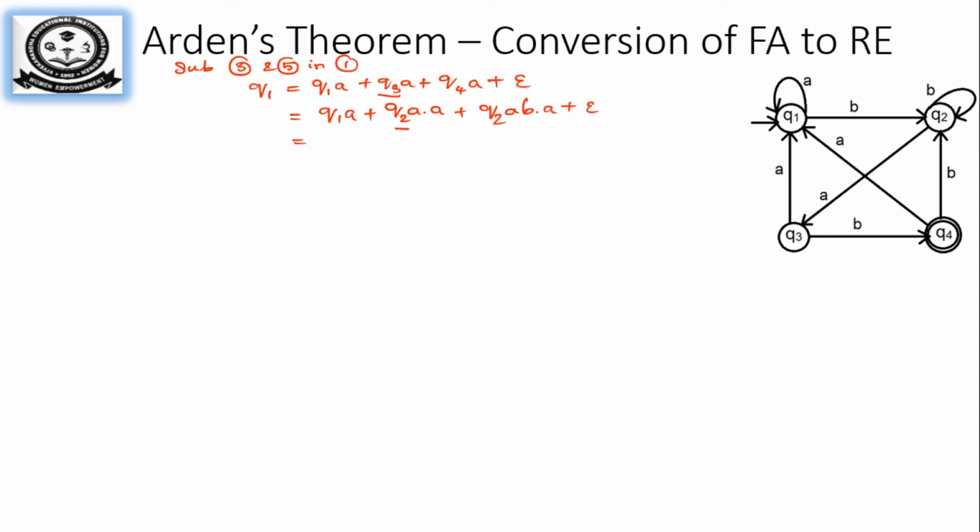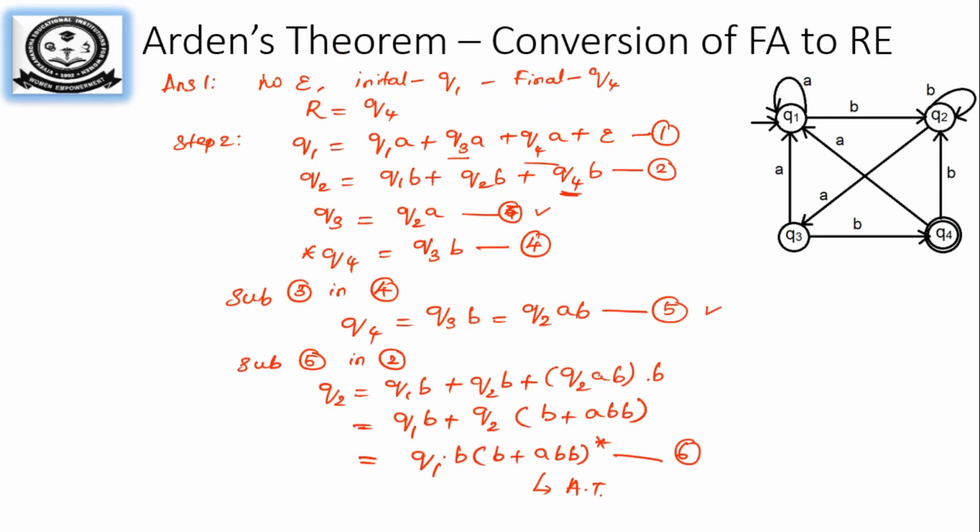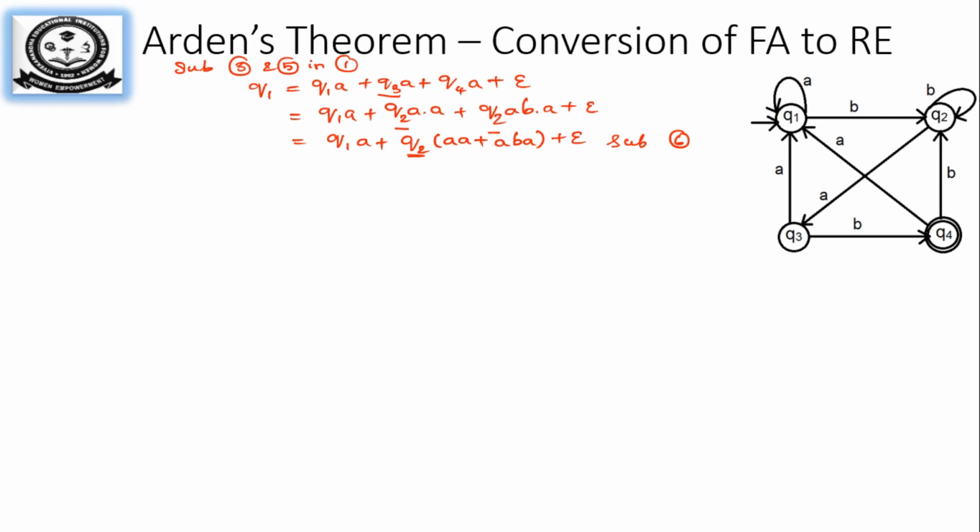So now this Q2 is common in these two terms, we will bring it out. So Q1 of A plus Q2 into AA plus ABA, plus epsilon. Now instead of Q2, I can substitute the sixth expression here. So what is your sixth expression? You can see here Q2 is equal to Q1 of B. So we'll substitute the sixth expression in here. So when you substitute, it will become Q1 of A plus Q1 of B into B plus ABB star into A plus ABA, plus epsilon.